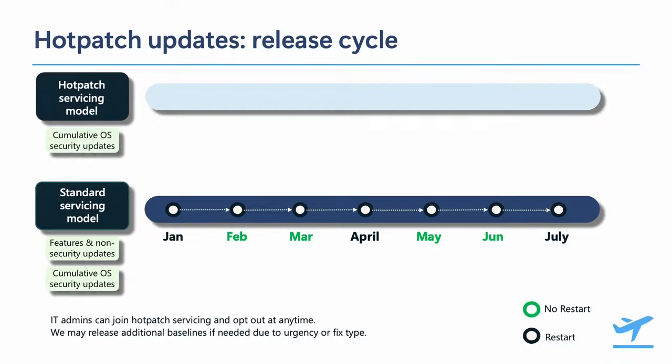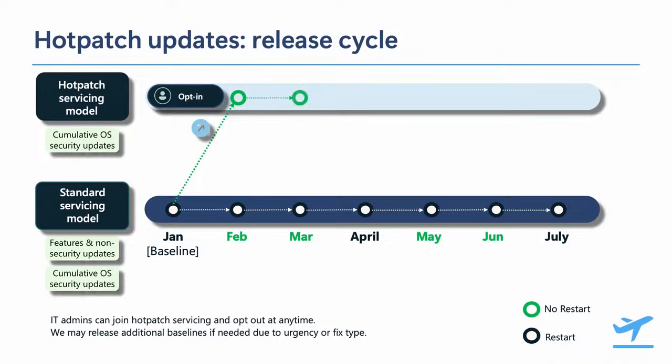In this example, let's take an IT admin who enrolls devices in the month of January. This is considered a baseline month. Once the device is enrolled, they will be opted into the Hotpatch servicing model. For the next 2 months of the quarter, February and March, those devices enrolled will get a Hotpatch update with just the security updates in those months without a restart.